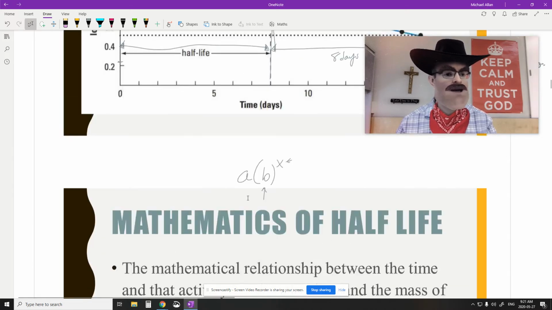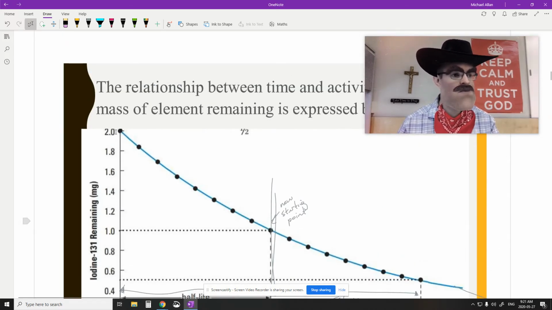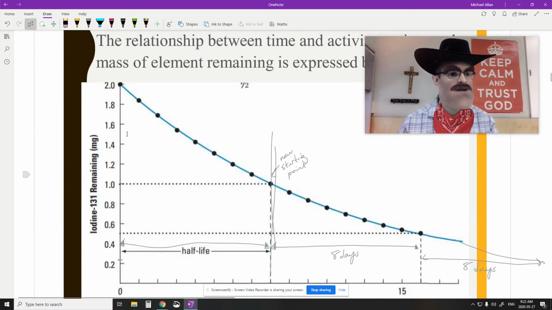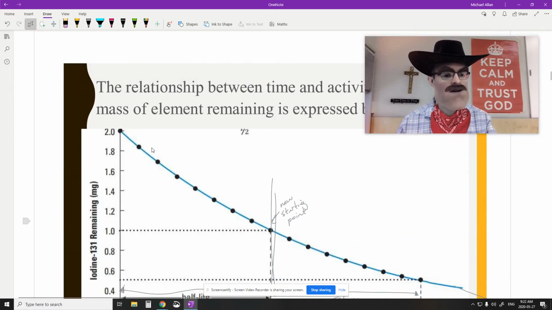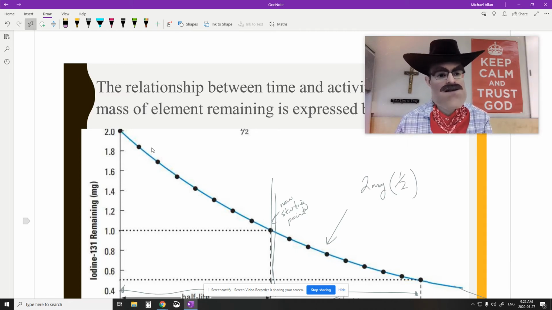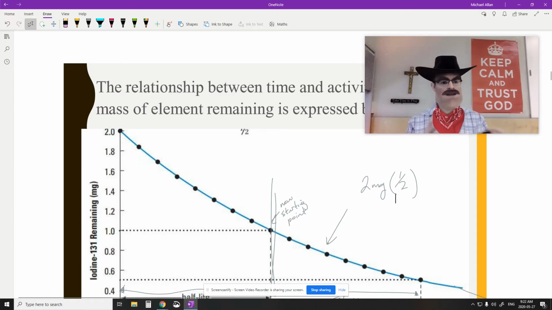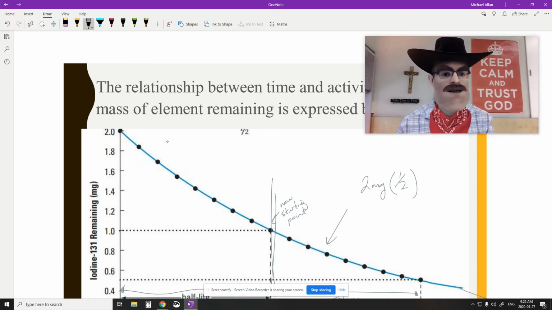So my M naught, that would be 2 in this previous example, if I were to create an equation for this one. So maybe I will. Let's see what the equation looks like. So my equation that would represent this would be 2 milligrams times a half, because we're dealing with a half-life. Now, if you do a regression for these, most likely this won't be a half. It'll just be some ugly number that just fits this graph nicely. But if I want to represent this using a half-life equation, I put a half in that spot.